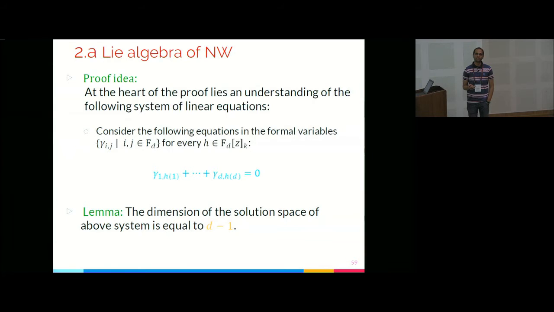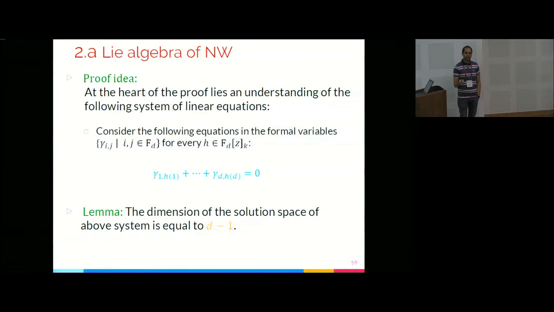So you fix these formal d square variables gamma ij, where ij run over [d], and then you pick a univariate polynomial h and define this equation like this, where gamma 1 h1 plus gamma 2 h2 and so on, equated to 0, and you club all such equations together, so there are d power k plus 1 many equations in this system. What we show crucially is that the dimension of the solution space of this system is equal to d minus 1, and the solution space of this system of linear equations is actually the Lie algebra of design polynomials.